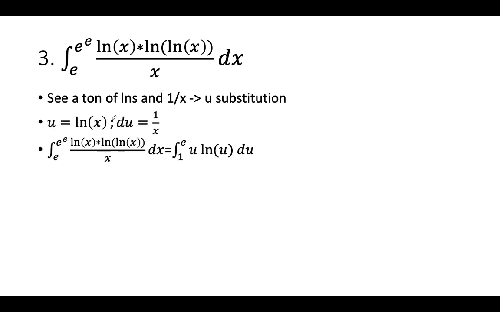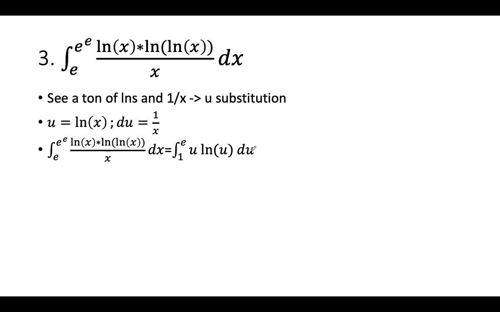We get ln of x times this thing, this integral originally, equals just u ln of u, right? Because this ln out front is just u. This is ln of ln, so it's just ln of u. And then the du covers the 1 over x, so it's just u ln of u du.